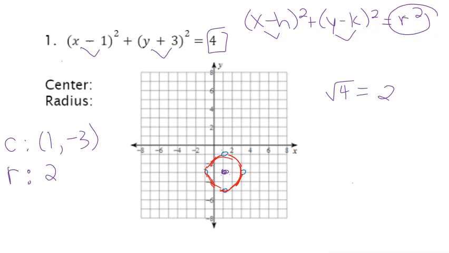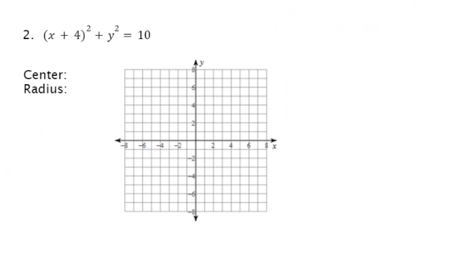So notice I'm not making it look like a diamond, I'm making it look like a circle that hits all of those points. And then that would be the equation of my circle. So I plot 4 points, up, down, left, right, and then connect it to make a circle. The next example is pretty much done the same way.